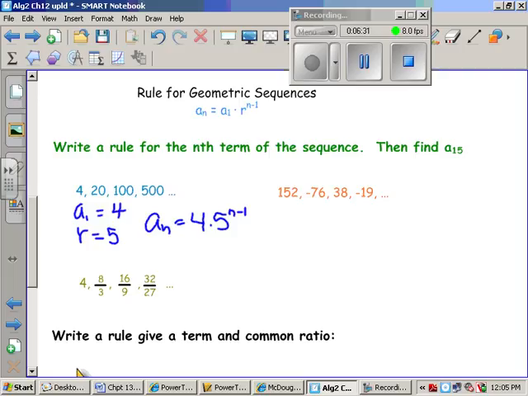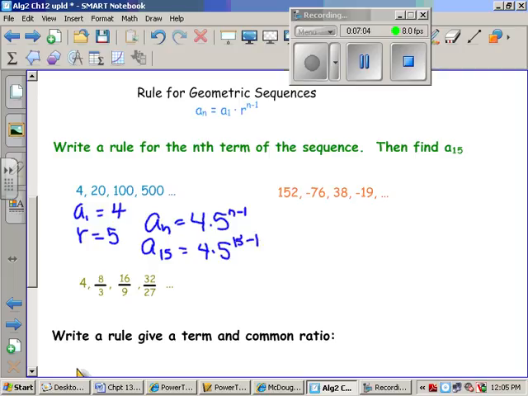I see what you're saying. Could you multiply 2 times 5 to the third? No, you can't multiply the 2 and the 5 because one's being raised to a power and one isn't. So you have to leave it 4 times 5 to the n minus 1. Okay? And then to find a sub 15, a sub 15 is 4 times 5 to the 15 minus 1.